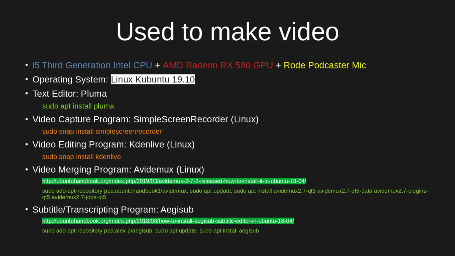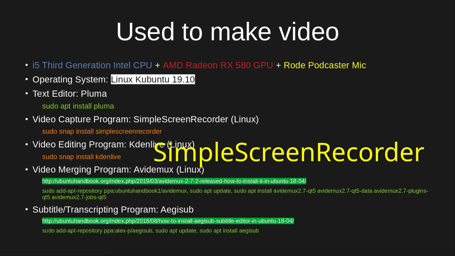I had to install Pluma, the text editor, because I couldn't use Kate, the one that comes with Kubuntu by default. I think it would delete long lines or something like that. It wouldn't do text wrap like in Pluma, so I had to install Pluma, and I used the screen recorder to capture the video and the audio.